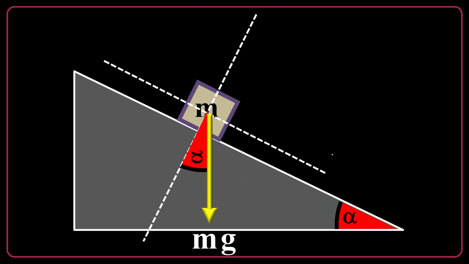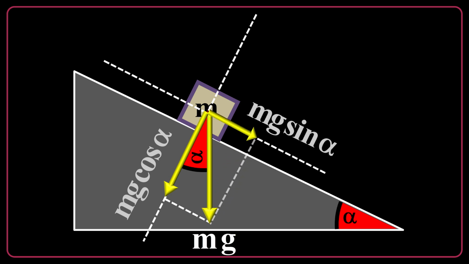Now I can easily decompose the mg. Here I have the adjacent components to be mg cosine of alpha. And here, this is exactly the component which is opposite. So it's mg sine of alpha. And so in this case, I can say this is mg cosine and the other mg sine of alpha. Mg sine of alpha will accelerate the object downward. It's not our topic of discussion.